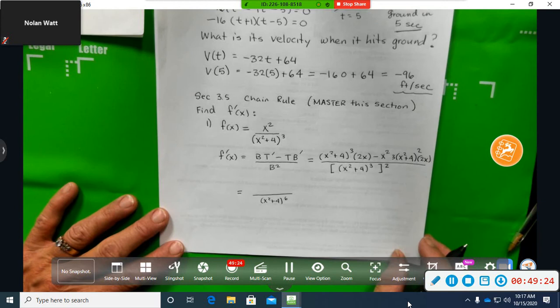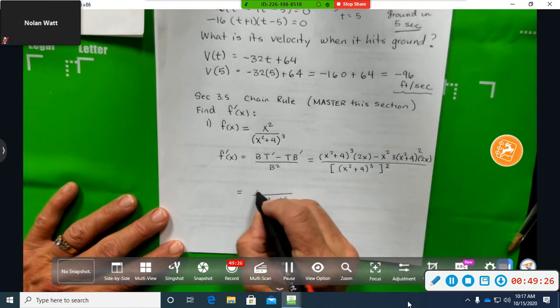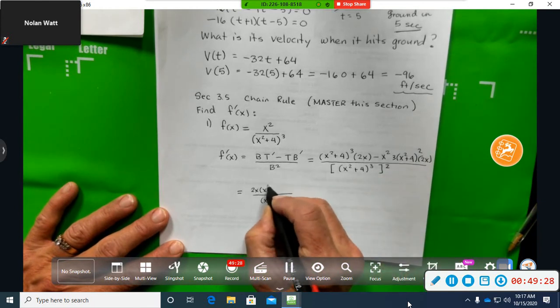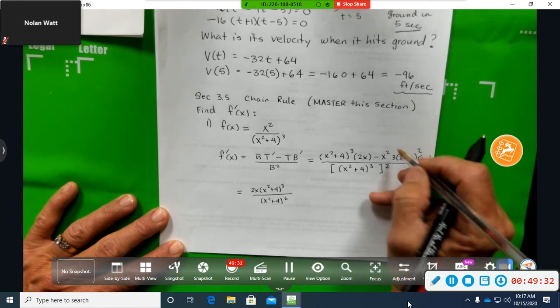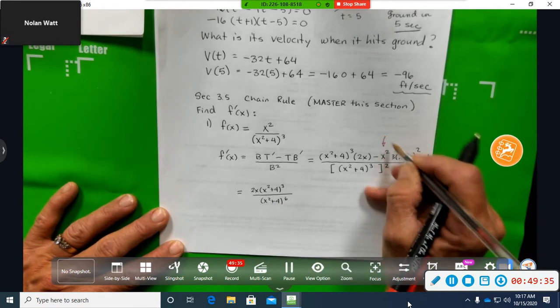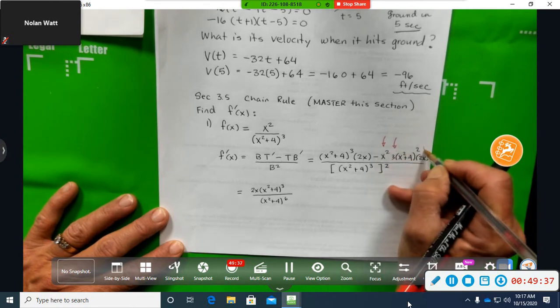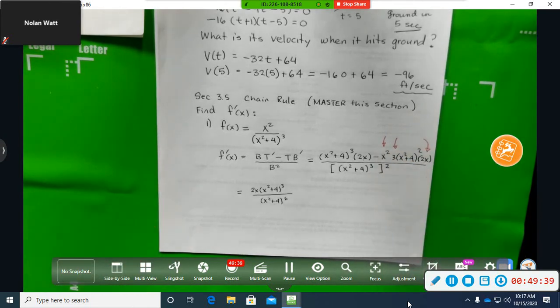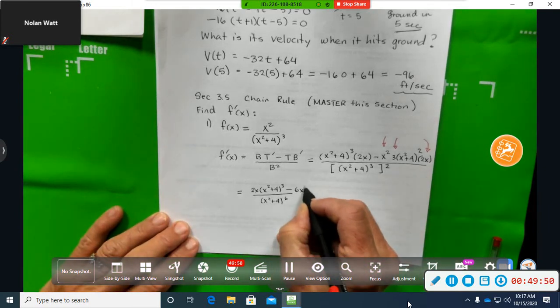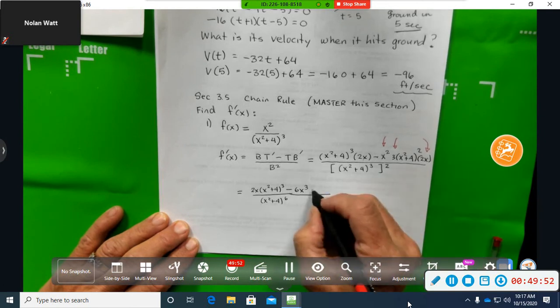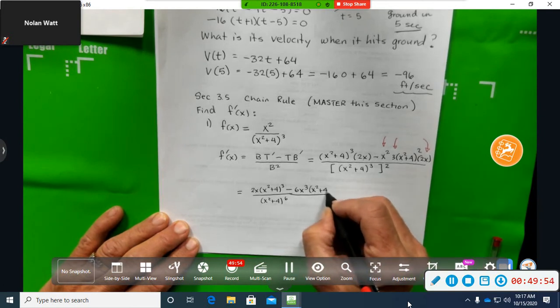On the top, I'm going to rearrange terms first. I'm going to write the 2x in front, and then x squared plus 4 cubed. For this next term, I'm going to put all these little dangling terms together, the ones that aren't in the quantity squared. x squared times 3 times 2x will give me a 6x cubed, and that's behind the minus sign. And then I've got x squared plus 4 squared.